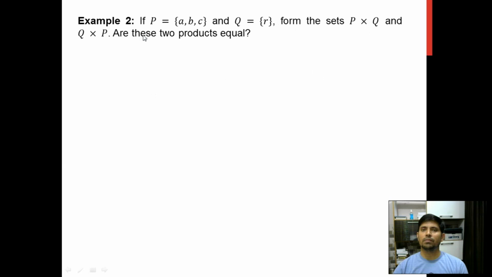Now see the next example. If P equals {A, B, C} and Q equals {R}, form the sets P cross Q and Q cross P. Are these two products equal? It means first of all we have to find the value of P cross Q, then we have to find the value of Q cross P, and now we will check whether they are equal or not.